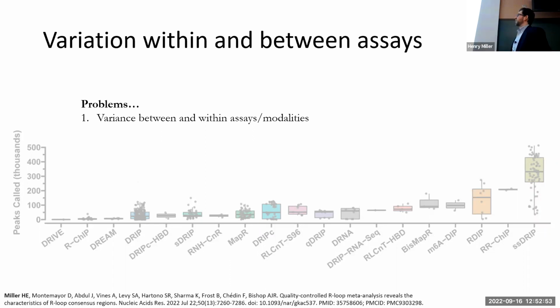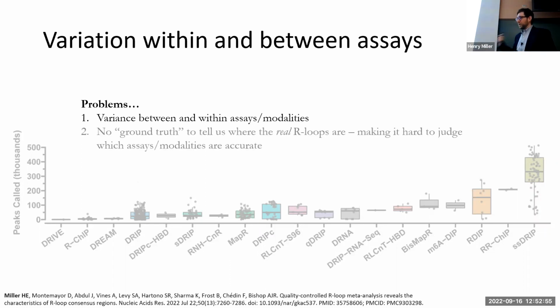This poses a few problems that I felt we would have to address, such as the variance within and between assays and modalities, which is really problematic because there is no ground truth. We don't know for sure where the real R loops are occurring. And thus it makes it very difficult to judge whether it should be hundreds of R loops or hundreds of thousands.